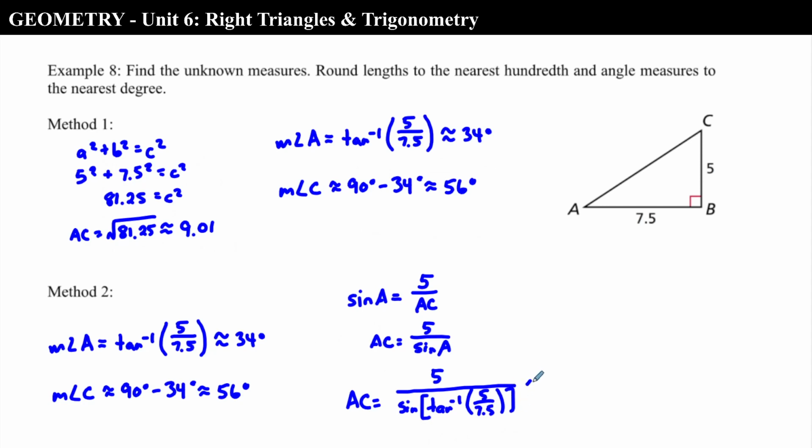And you can put all that into your calculator, and you're going to end up getting 9.01 out of that as well. So two different methods to be able to find the same thing. And really the only difference is in how you find that hypotenuse. Finding the measure of angle A and the measure of angle C both work the same way in both methods.